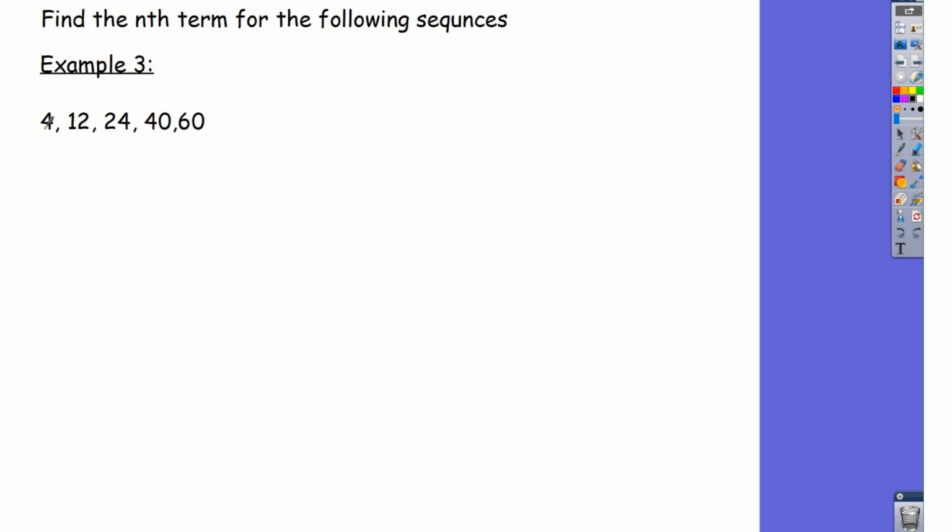Okay, for this third example, I want you to pause the video please and have a go at completing this on your own. Have a go, pause it, and then in a moment I will write you up a solution to double check you are on the right track.